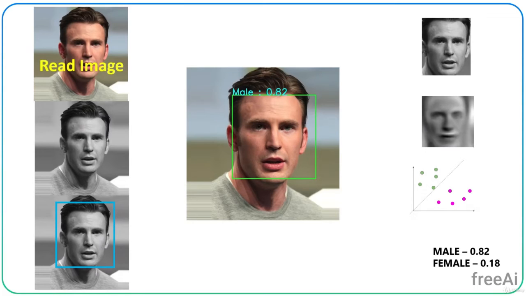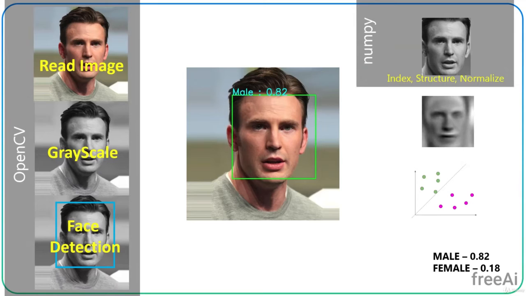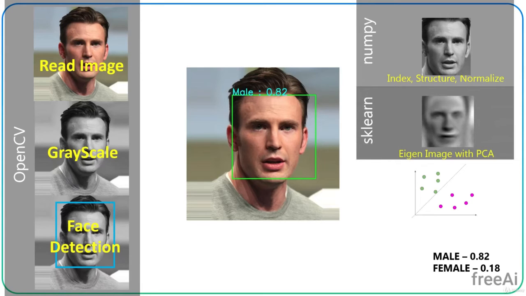Read the image into an array, convert it into grayscale, and detect the bounding box of the face using Haar cascade classifier. These steps we'll do using the OpenCV library. Then, in order to get the class name and the confidence score, we use a machine learning model. For that, we will crop and scale the image to make it structured and then normalize the image using the NumPy library. With the normalized image, we calculate and compute eigenvalues using Principal Component Analysis (PCA) with the help of the scikit-learn library.